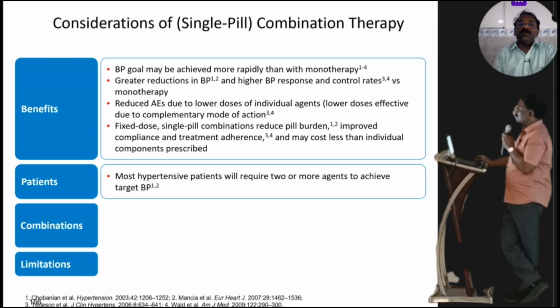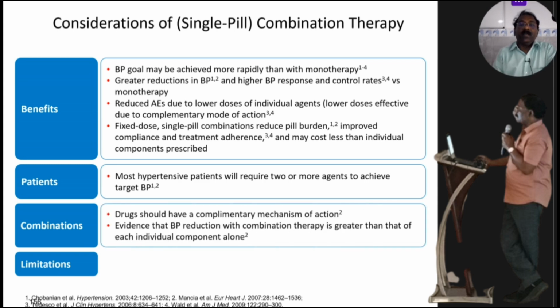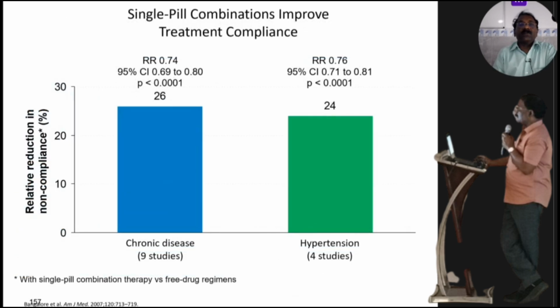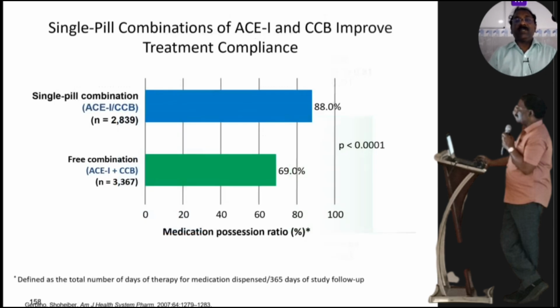Most hypertensive patients will require 2 or more agents to achieve the target blood pressure. Combinations are there. They have complementary mechanisms of action. Limitations: loss of flexibility with single pill combinations. So single pill combinations improve treatment compliance in chronic diseases, hypertension, etc.